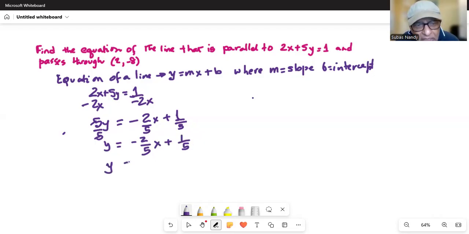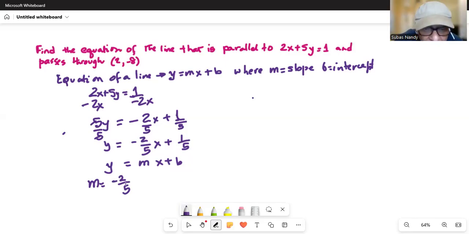Compare that with y equal to mx plus b. My m, which is the coefficient of x in the equation of the line, is minus 2 fifths for the line we have been given. Why is that important? You think about it. We have to find a line parallel to the given line, and if we know the slope of the given line, then the parallel line will have the same slope. That is the whole idea.